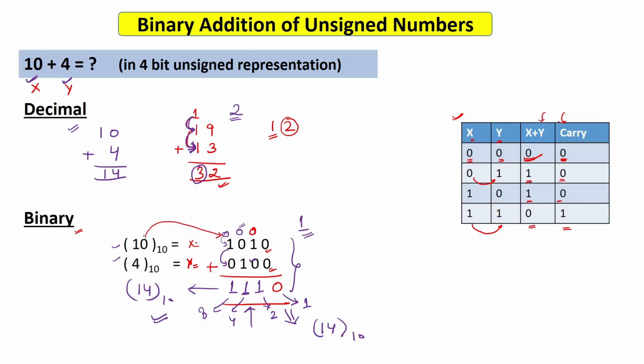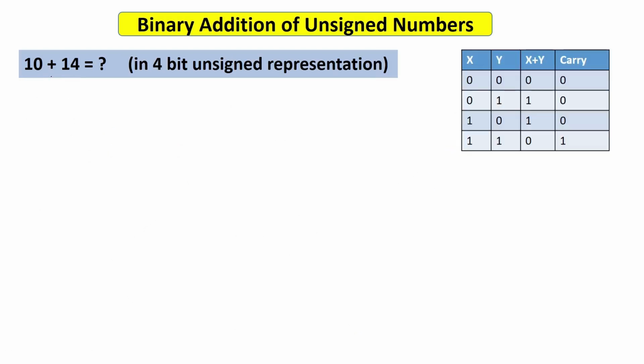The main thing is you have to see the numbers which are given to you in decimal and represent them as unsigned binary numbers, and after that you simply do this process. Now let's take another example. Let's say you have to add 10 and 14. If you add 10 and 14 in the decimal number system, what will we get? 0 plus 4 will be 4, and 1 and 1 is 2.